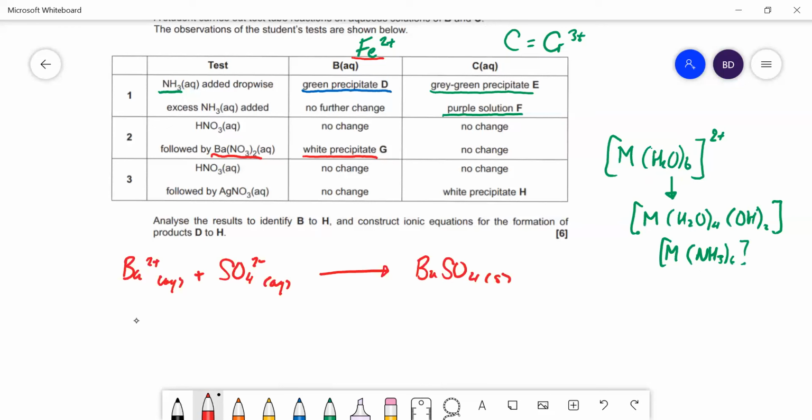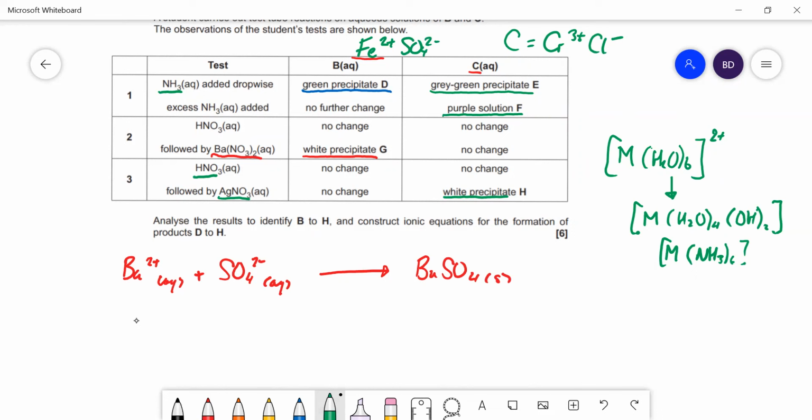And there's no sulfate ions in C, but in C, what they're testing for here is nitric acid, first of all, to acidify, and then silver nitrate. We're testing for halide ions here, and you get a white precipitate. So that suggests it's the chloride ion. So we've got chloride ions in that one there. We've got sulfate ions in that one. So let's do the equation there.